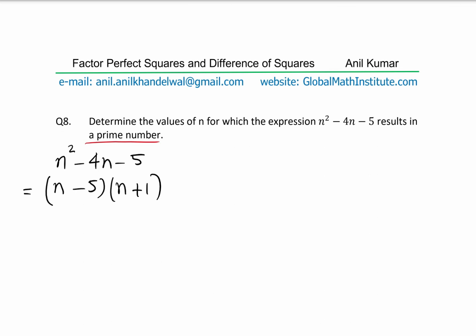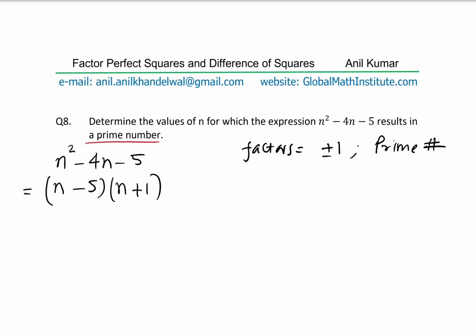So what are we looking for? We are looking for one of the factors to be plus or minus 1, and the second factor has to be a prime number, right? Like 1, 2, 3, 5, 7, right? Prime number. Okay, so it's easy to calculate with plus and minus 1.